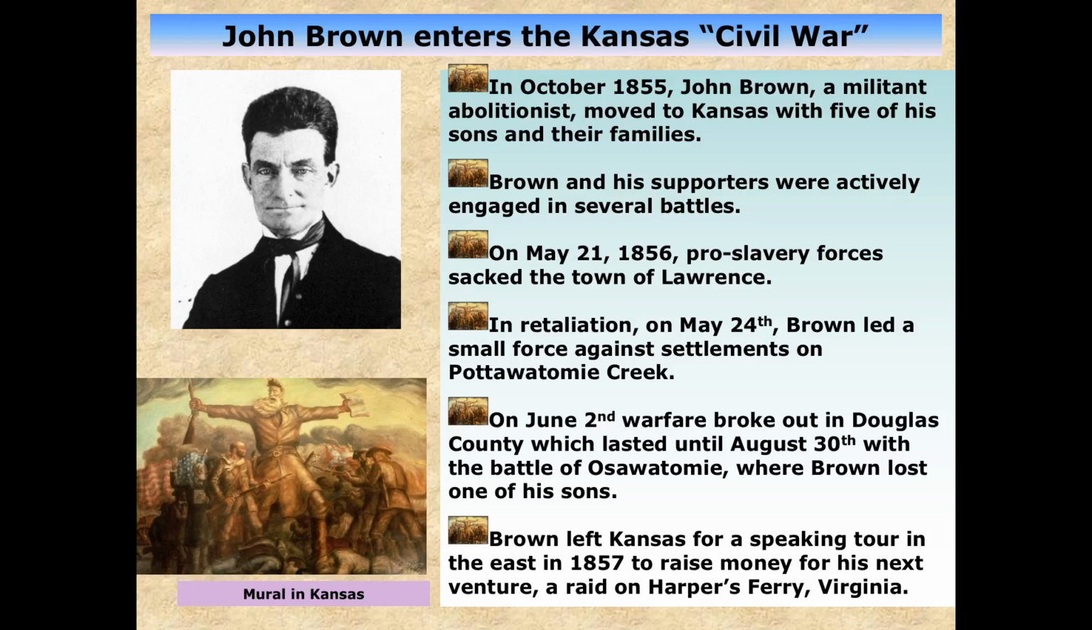John Brown is one of those extremists on the abolition side. He moved to Kansas with his 5 sons and their families, and they're going to actively engage in battle in Kansas. They are part of Bleeding Kansas. So they're involved in the fighting that happens in Lawrence, Kansas, and Pottawatomie Creek. I mean, they're involved in both areas. So John Brown even loses one of his sons during all this.